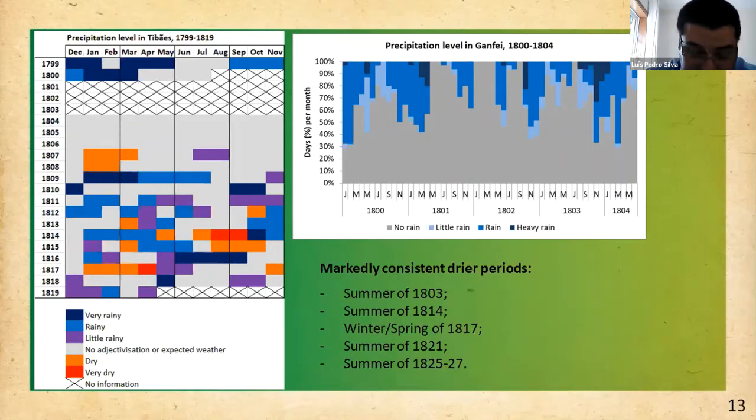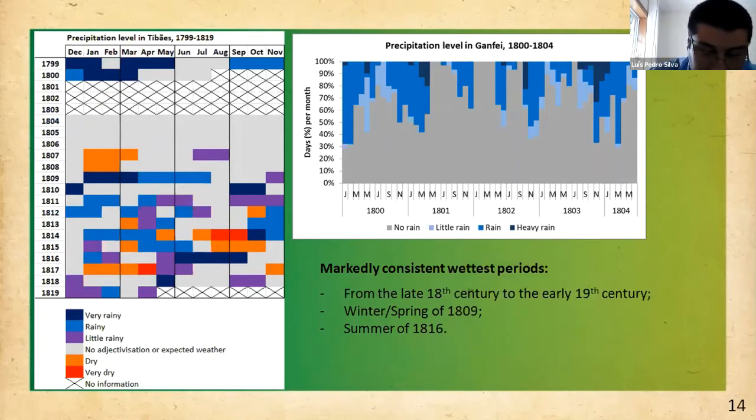According to both diaries, a markedly consistent drier period occurred in the summers of 1803 and 1814, in the winter-spring of 1817, and in the summers of 1821 and 1825 to 1827. On the other hand, a markedly consistent wettest period occurred from the late 18th century to the early 19th century, in the winter-spring of 1809 and in the summer of 1860.